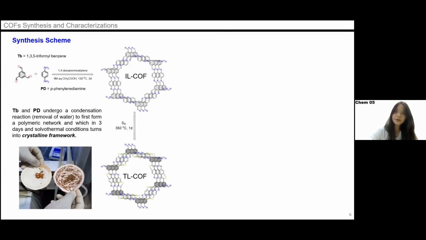So, the right upper side is the IL COF we get from the reaction, and if it is treated with elemental sulfur at 350 degrees Celsius for 1 day, it gives a TL COF as you can see below. On the left side, this is a picture of the IL and TL COF synthesized using this process. The color of the two COFs appears different. The IL COF with imine bond linkage appeared yellowish green, while the TL COF with thiazole linkage appeared yellow.